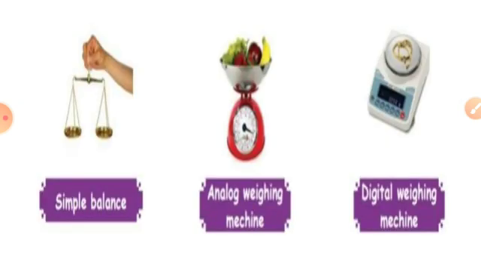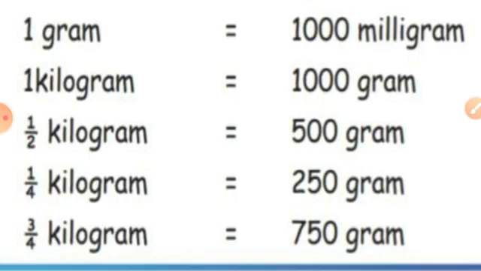How to measure the weight? For that, we are using some machines, right? They are simple balance, analog weighing machine, digital weighing machine. These machines are used to measure the weight. And how are they measuring? With the help of measurements. Just to see the units for measurements.